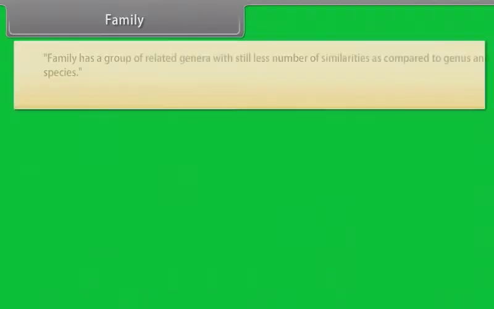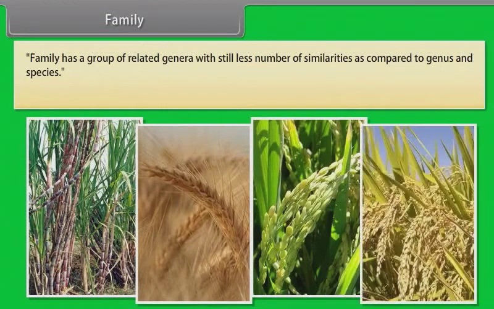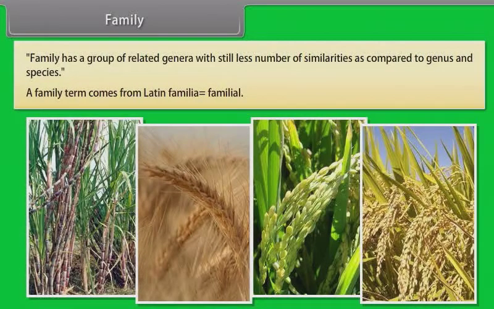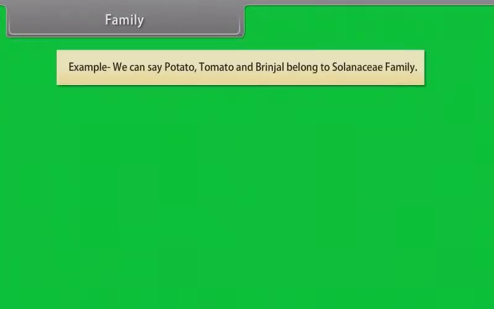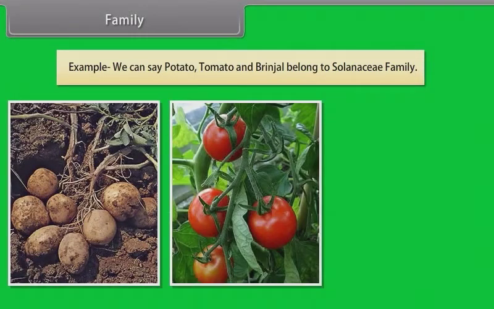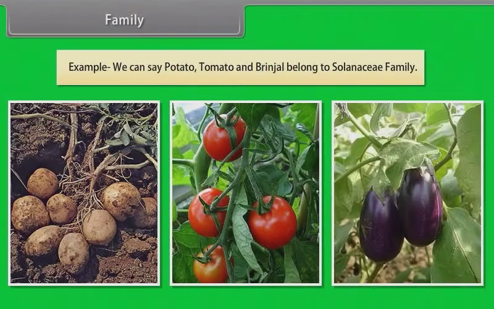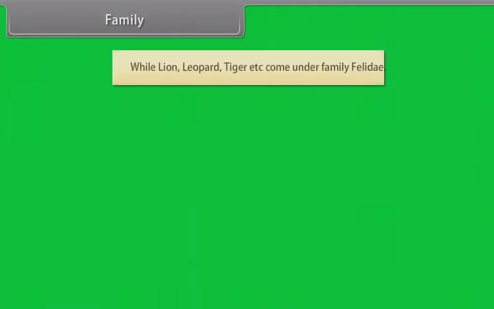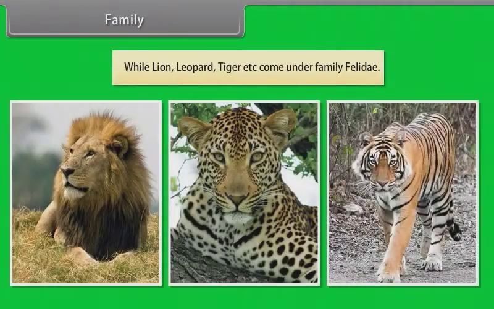Family. Family has a group of related genera with still fewer similarities as compared to genus and species. The term family comes from Latin familia, which means familial. Example, we can say potato, tomato, and brinjal belong to Solanaceae family, while lion, leopard, tiger, etc. come under family Felidae.